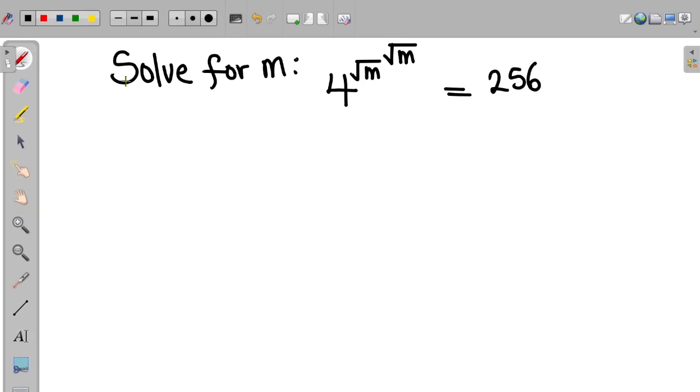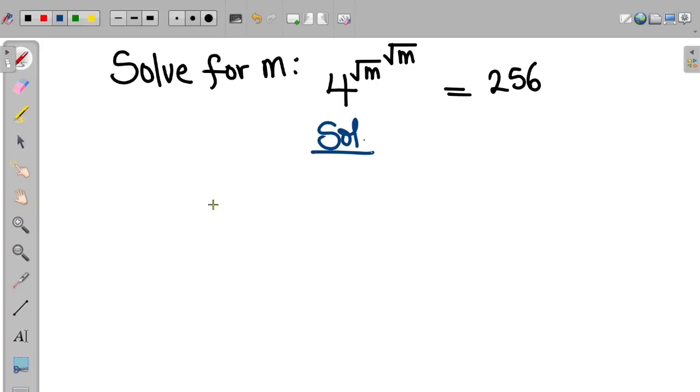Hello everyone. In this question, we are asked to solve for m, given that 4 to the power of root m to the power of root m is equal to 256, and we are asked to find the value of m.